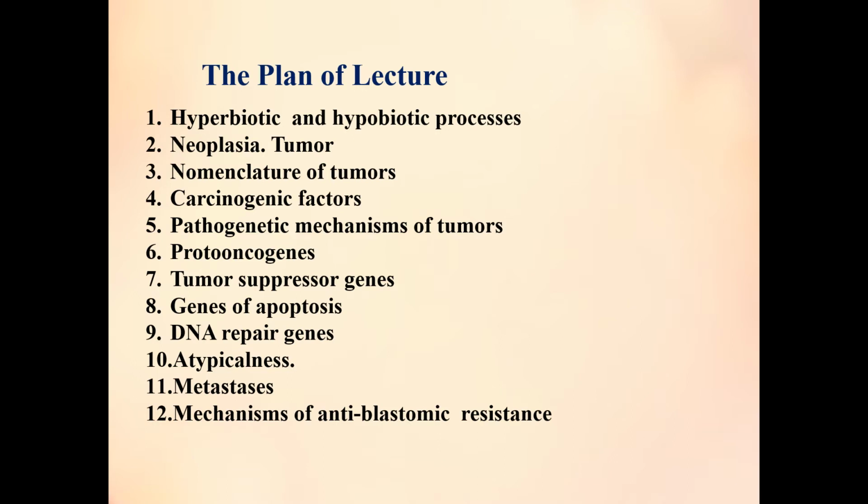So we will discuss neoplasia, tumors, nomenclature of tumors, carcinogenic factors, pathogenic mechanisms of tumors, and proto-oncogenes, tumor suppressor genes, genes of the apoptosis, and genes of the DNA repair system, and the main characteristic features of the tumor's atypicalness, metastasis, and at last the mechanisms of the antiblastomic resistance of the organism.